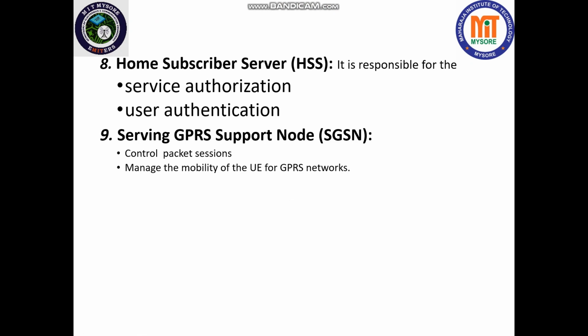Okay. Next one is serving GPRS support node. It controls the packet sessions and manages the mobility of the user equipment for GPRS network. When we use GPRS networks, when there is no 4G network, you will go for GPRS or GERAN network. Then this node will support our mobility. Okay, these are the components of our end-to-end LTE network architecture.